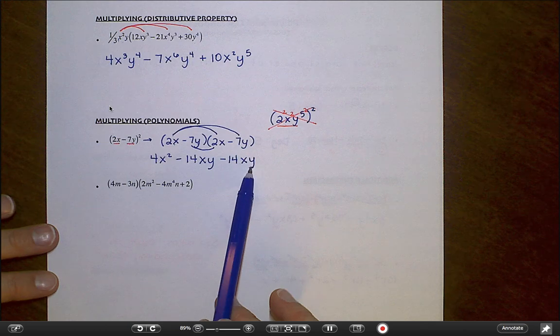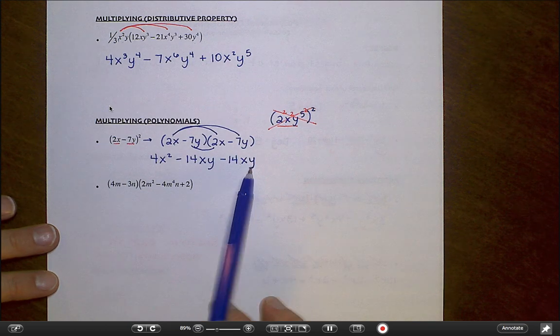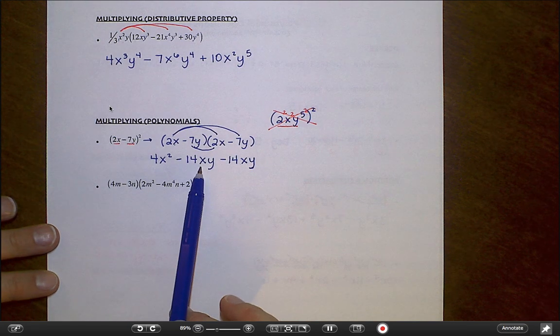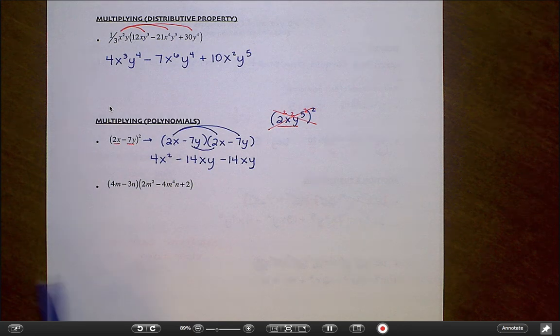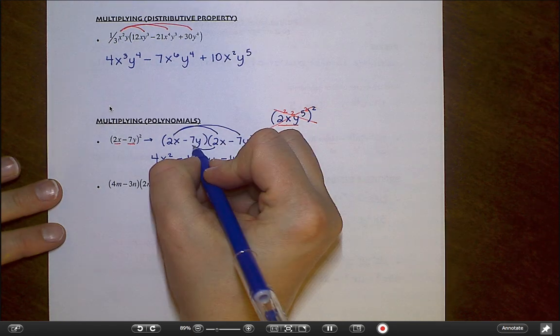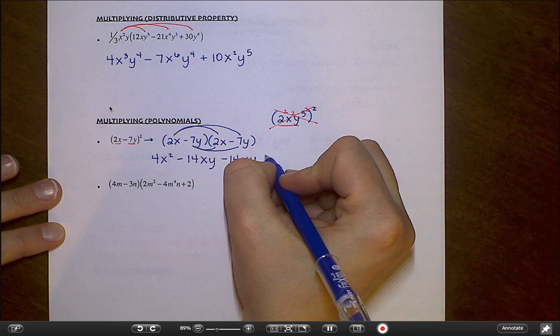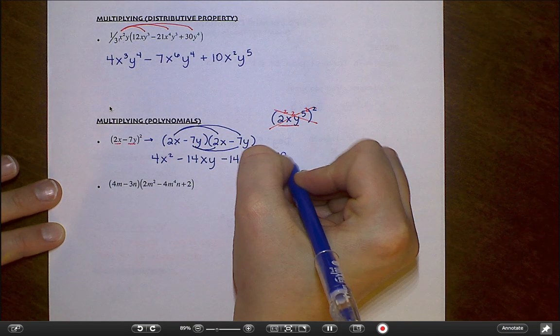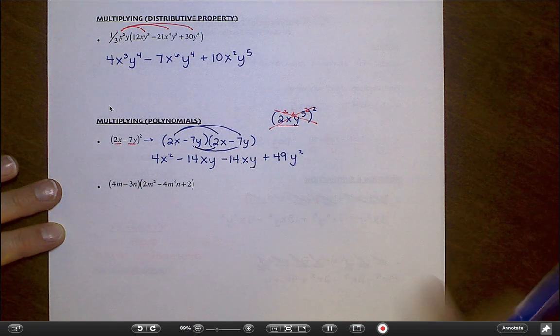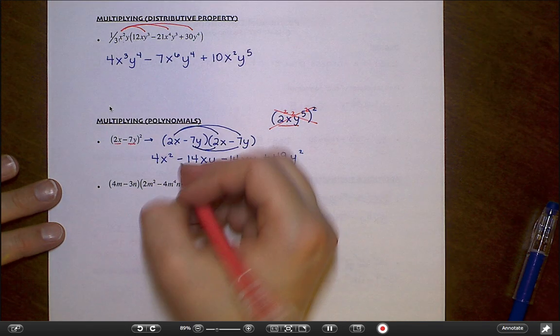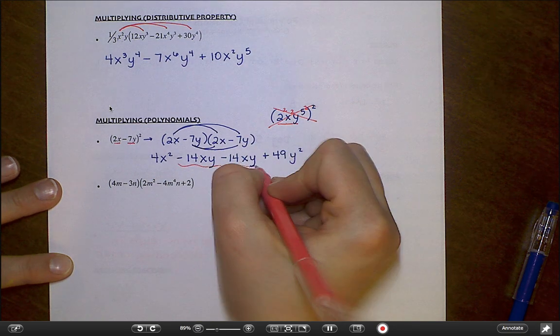If I had written this as yx instead of xy, I may not have noticed that it's the same as this one. So I'm going to be able to combine those in just a minute. And then negative 7y times negative 7y, well, negative 7 times negative 7 is positive 49. And then I'm going to have a y squared. As far as like terms go, I'm going to be able to combine these middle pieces.